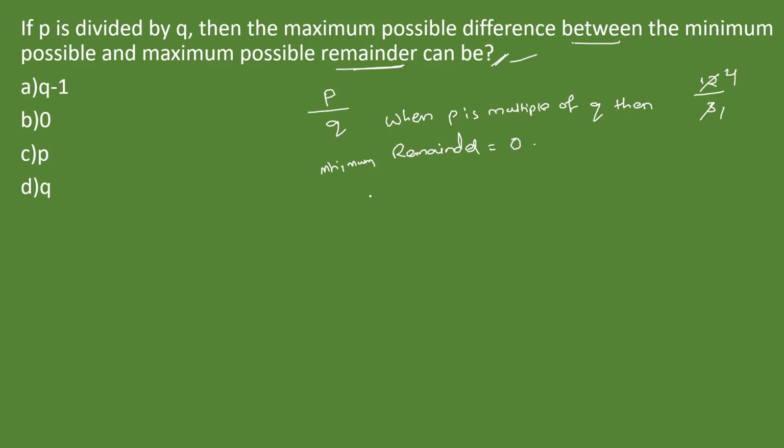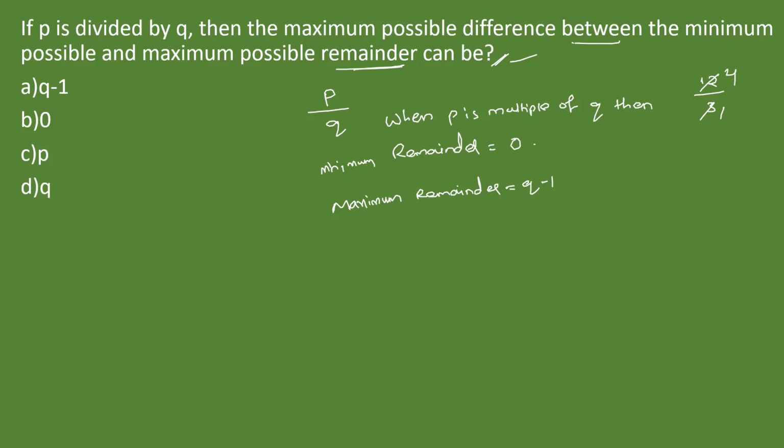In my last class, I clearly mentioned that the maximum remainder possible when you divide with n will be n minus 1. But here we are dividing it with Q, so the maximum remainder becomes Q minus 1. About this we discussed in our last session, so please go through that one if anyone has any doubts. So the minimum remainder will be 0 and the maximum remainder will be Q minus 1. What they are asking us is the maximum possible difference between them.